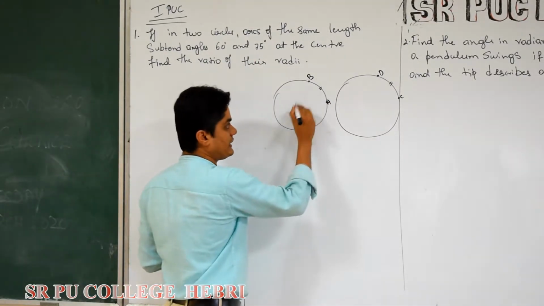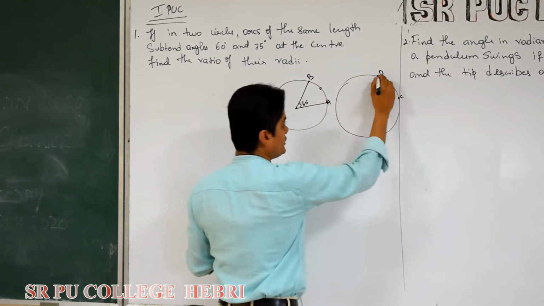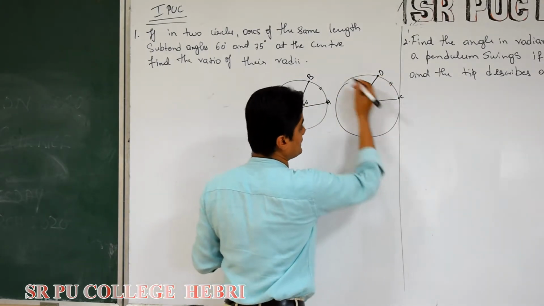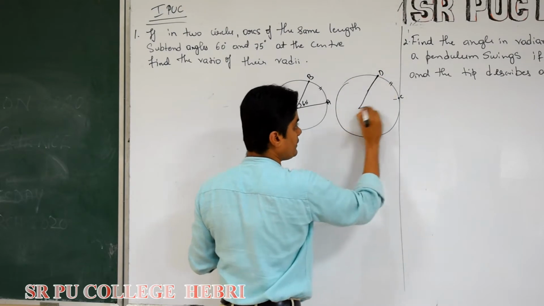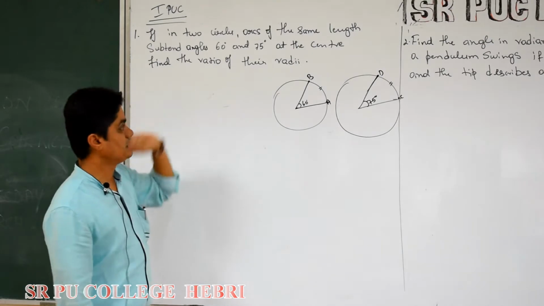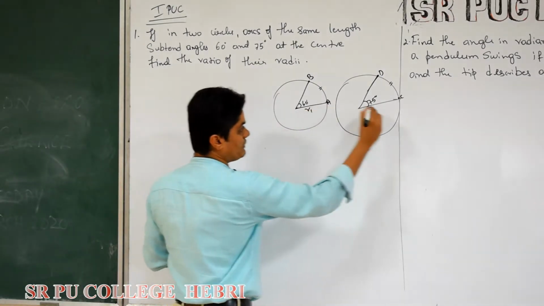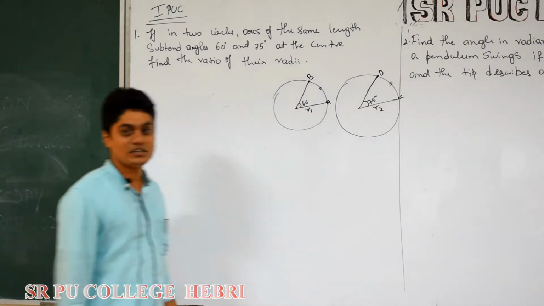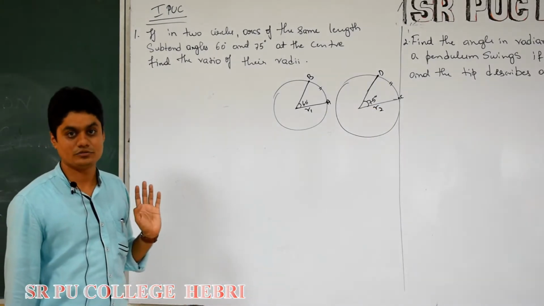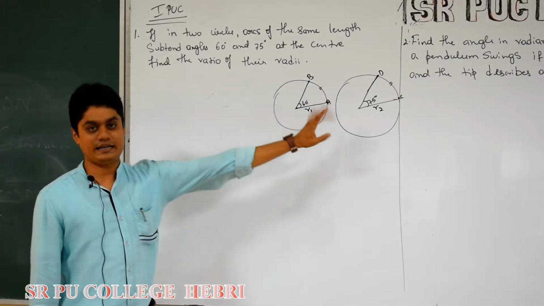If one arc in one circle subtends 60 degrees, then another arc of the same length in another circle subtends 75 degrees at the center of the circle. Find the ratio of their radii. So suppose this is R1, this is R2. What is asked? Find R1 by R2. Two different circles, same length of the arc, two different angles.